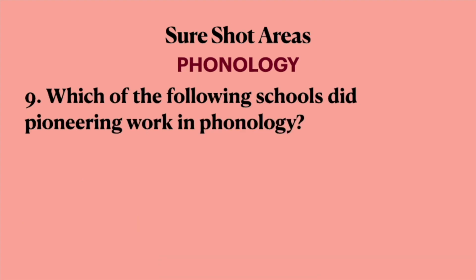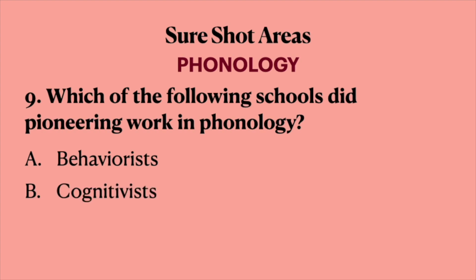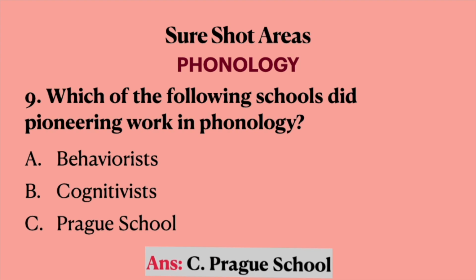Come on, let's have the next question. Which of the following schools did pioneering work in phonology? Options: A. behaviorist, B. cognitivist, C. Prague school. And option C, Prague school, is the correct answer. Can you tell us about these three schools in detail? Behaviorism and cognitivism are approaches to learning in general and language acquisition in particular.